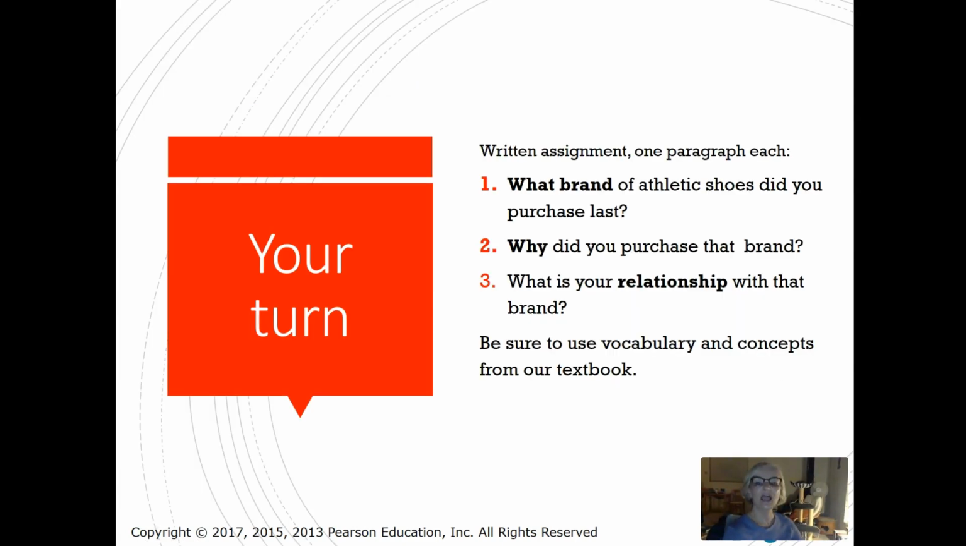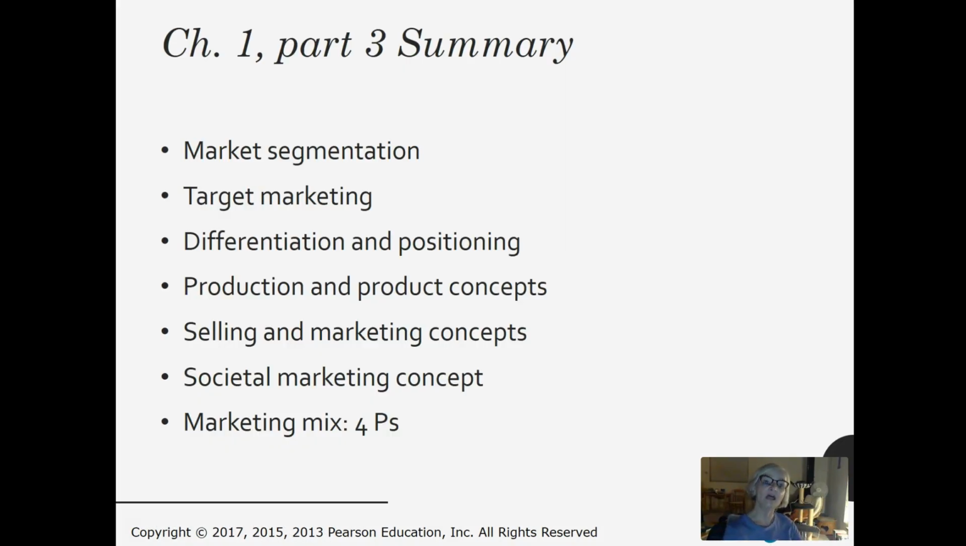Cool, huh? And now comes an assignment, an activity assignment thing. These things will happen for every lecture. Okay. So number one, what did you buy last as far as athletic shoes goes? Why did you purchase this, and what is your relationship with that? Yes, it needs to be typed, and later on in the week you will see on Canvas a place to upload those. Okay, so no freakouts, please. This is going to be a slowish kind of week. This was part 3 for chapter 1.